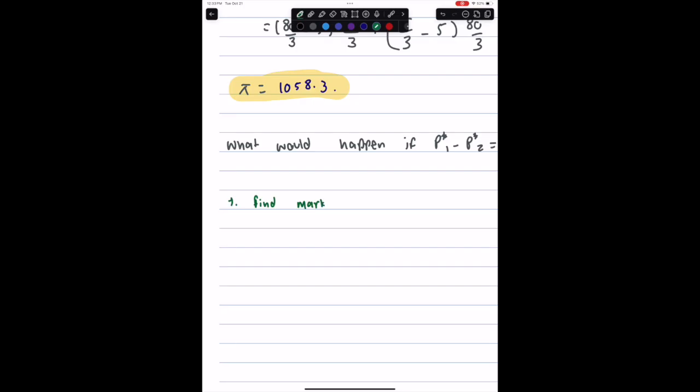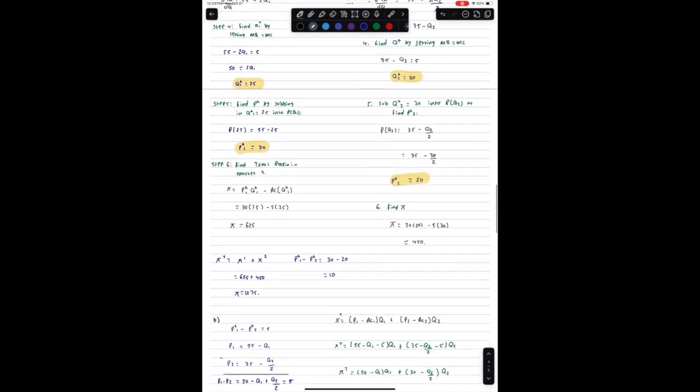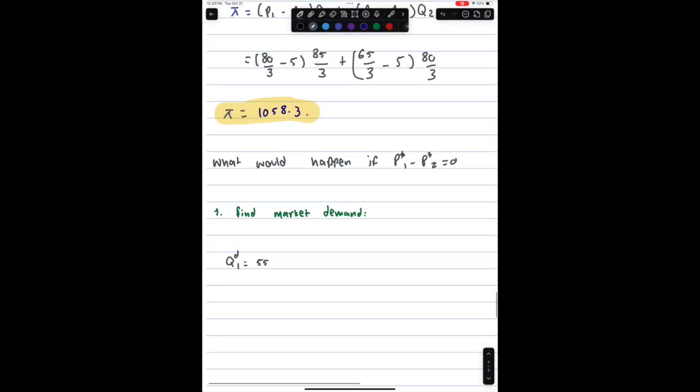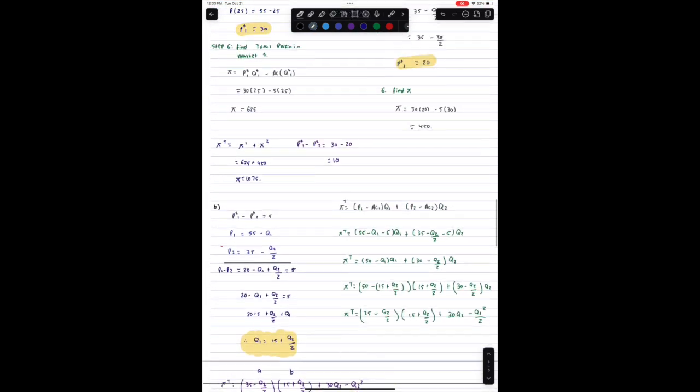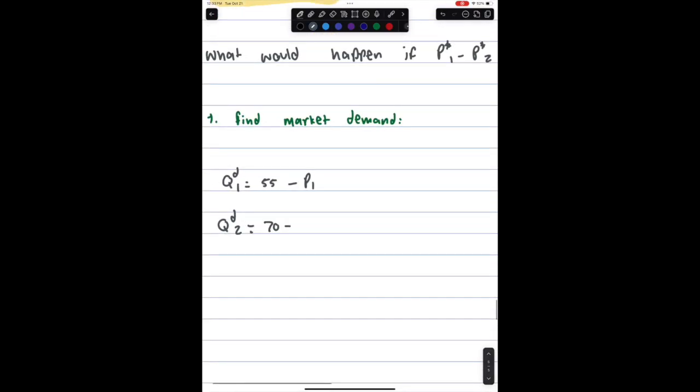First, find market demand, right? And this is how we're going to do it. We know our quantity 1 demanded was equal to 55 minus P1, right? And we know our quantity demanded 2 was equal to 70 minus 2P2. What we have to do is look at these two demand functions, right?